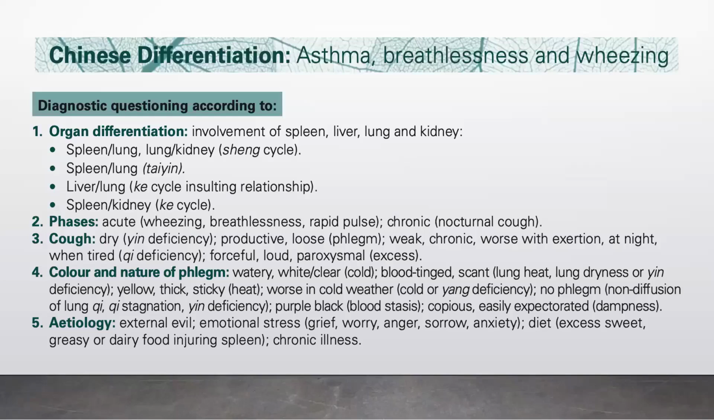Diagnostic questioning according to cough. So we have dry, that's yin deficiency, productive and loose, phlegm, weak, chronic, worse with exertion, at night, when tired, qi deficiency, forceful, loud, paroxysmal, excess. For color and nature of phlegm, watery, white, clear, this is cold, blood-tinged and scant, lung heat, lung dryness, or yin deficiency. Yellow, thick, sticky, this means heat. Worse in cold weather signifies cold or yang deficiency. No phlegm, non-diffusion of lung qi, qi stagnation, yin deficiency. Purple black, blood stasis, copious, easily expectorated, dampness.